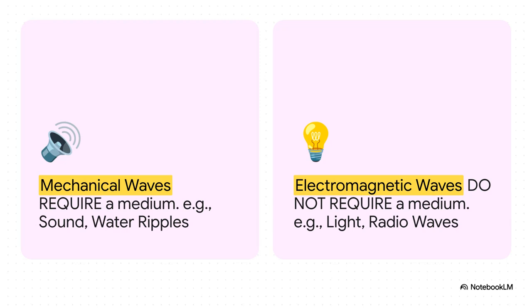So here's the crucial point, the absolute golden rule. No medium, no mechanical wave. It's what makes them completely different from electromagnetic waves, you know, like light or radio waves. Those guys can just zip right through the vacuum of space, no problem. But for sound to get to your ears, or for a ripple to cross a pond, there has to be stuff for the energy to move through.